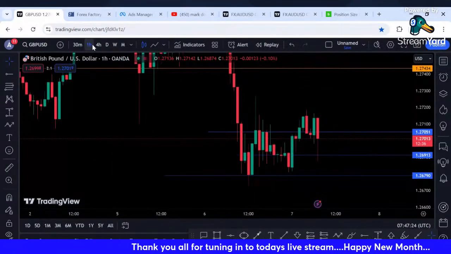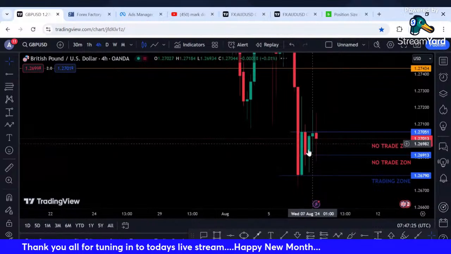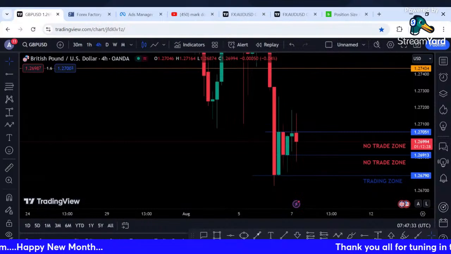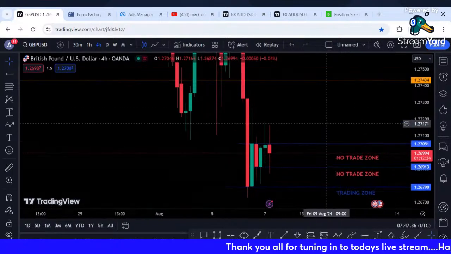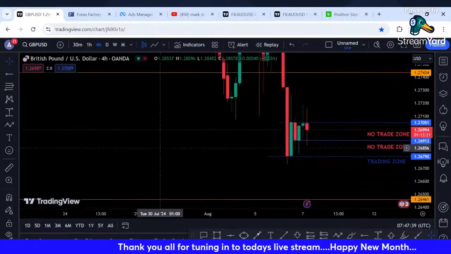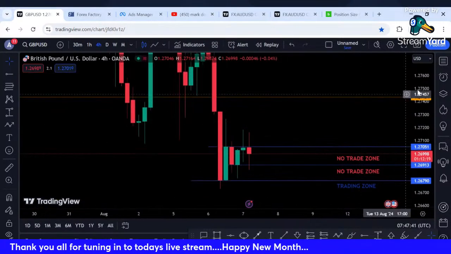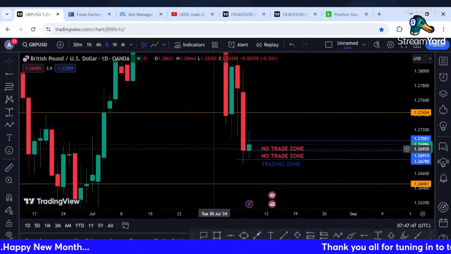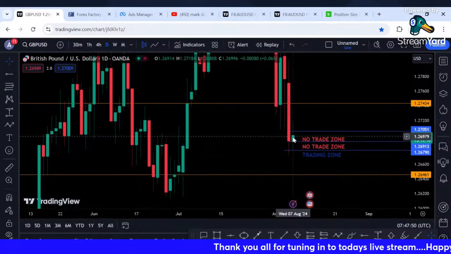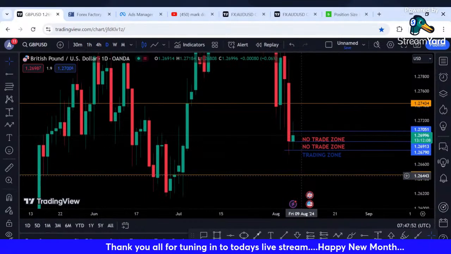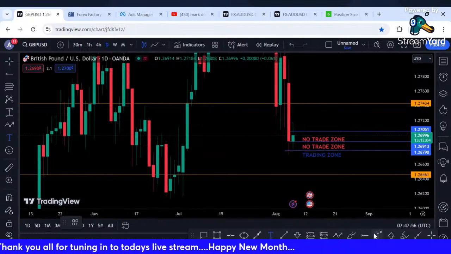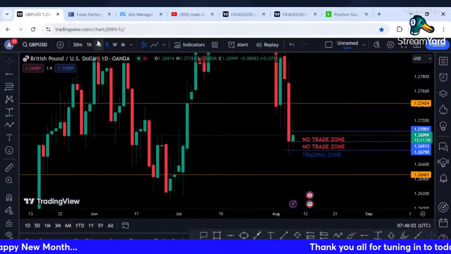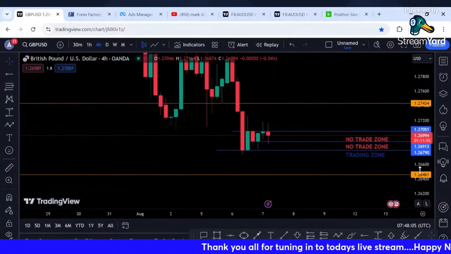So the moment you come to the market and you see a lot of support and resistances, you can easily tell the market might be ranging. And with this one, the daily time frame needs to fill this zone.